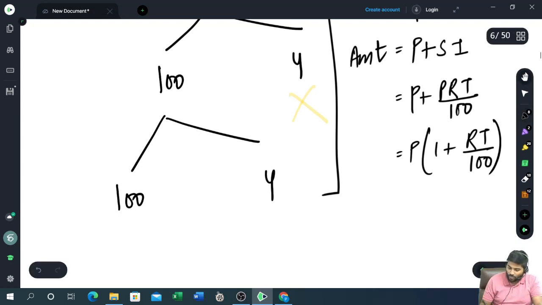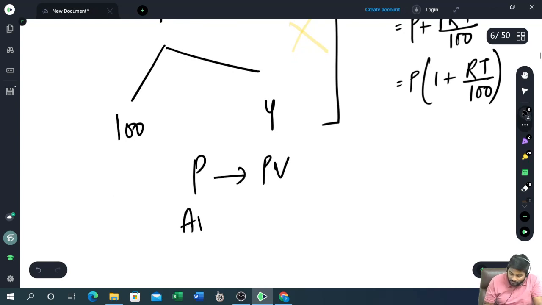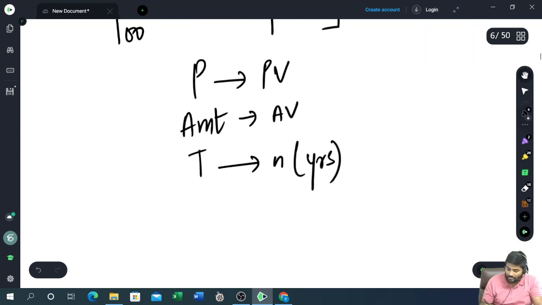Okay, so what can I say? P is replaced by present value, amount is replaced by accumulated value, T is the time period, which is N, measured in years. R by 100 is I in decimals.